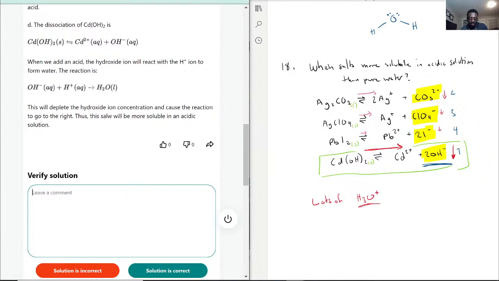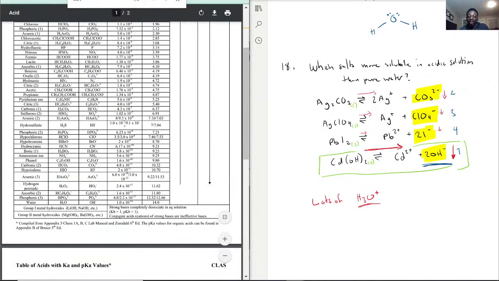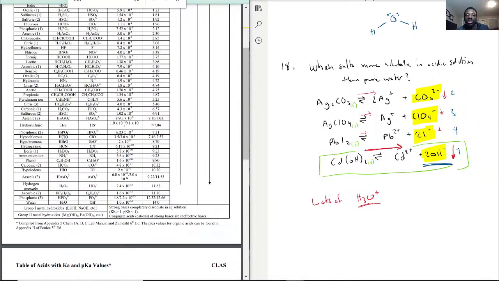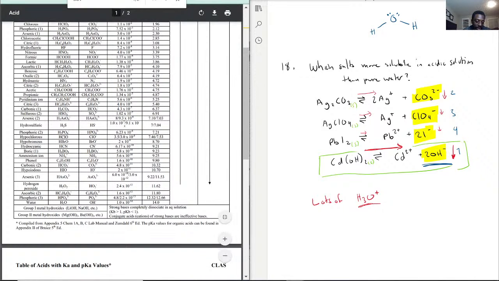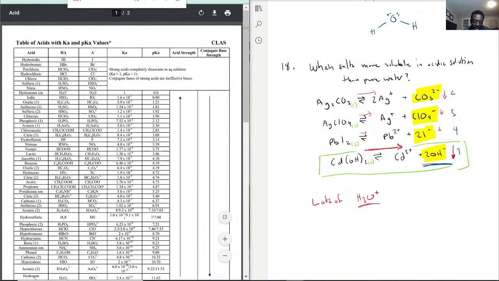So this is correct. The way I personally solved it, although they're basing it off of the acid, you can definitely do that as well. In this case, as they showed, the weaker the acid, the better it will dissolve in an acidic solution. That makes sense, because water is the weakest acid on this list, and hydroiodic acid is the strongest acid, because they found each of their conjugate bases. That's what they did there.